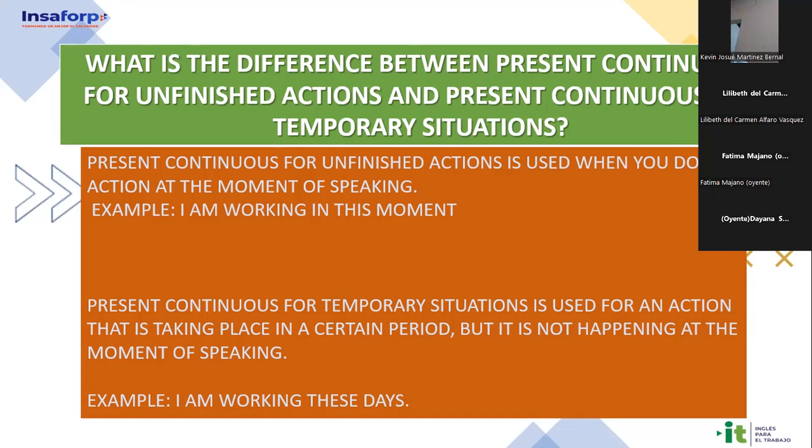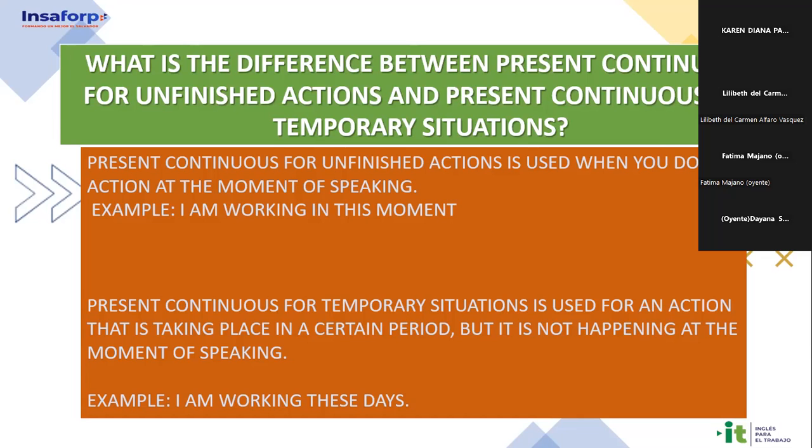What is that? First, present continuous for unfinished action is used when you do the action at the moment of speaking. For example, I am working in this moment. I'm the teacher, and I say, I am explaining the class. That is the action I do in this moment, right now. What are you doing, students? You are listening to the teacher. You are paying attention to the class. You are receiving the class in this moment. You are looking at the cell phone, the tablet or laptop. What other action are you doing? Are you smiling? No.